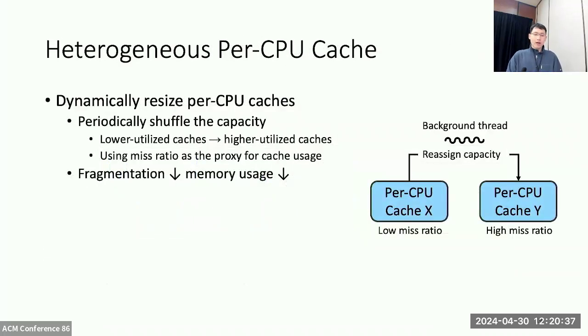To tackle the dynamic loads, we propose heterogeneous per-CPU caches that can be dynamically sized to balance the misses across all the populated caches. As shown in the right figure, we employ a background thread that periodically resizes and reallocates capacity from lower-utilized caches to higher-utilized ones. We record the total number of misses encountered by each per-CPU cache and use it as a proxy for cache utilization. By balancing the cache utilization, we can reduce the initial cache capacity of the front-end cache without sacrificing application performance, which helps us reduce fragmentation and memory usage.